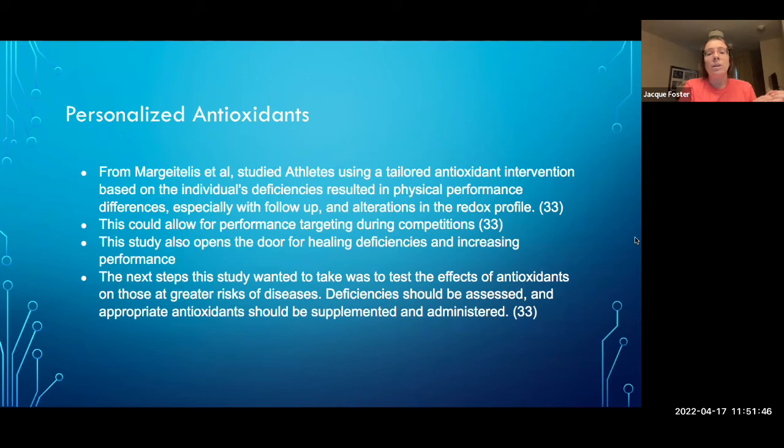There was one study that I came across that I really liked because it was a shot to the future. This group of researchers, Margaritis et al., studied athletes using tailored antioxidant interventions based on the individual's deficiencies. And it resulted in performance differences, especially with follow-up and alterations done to keep these athletes up to par. They found that the athletes were able to increase in performance. And the author was thinking that the next steps could be finding individuals that are more at risk and helping them through their exercise journey by fixing these deficiencies and then continuing on and letting these athletes grow. I thought that was really interesting, and that could be something that we could definitely do more research on in the future.